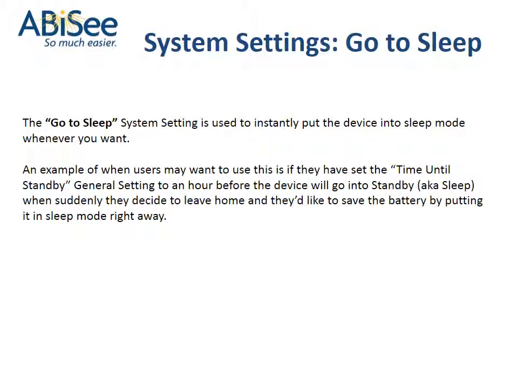The go to sleep system setting is used to instantly put the device into sleep mode whenever you want. An example of when users may want to use this is if they have set the time until standby general setting to an hour before the device will go into standby, sleep, when suddenly they decide to leave home and they'd like to save the battery by putting it in sleep mode right away.